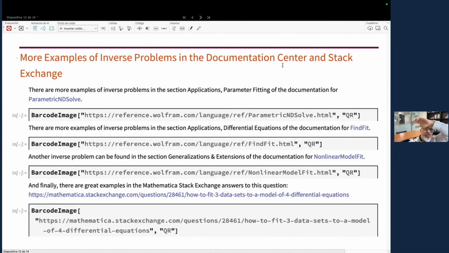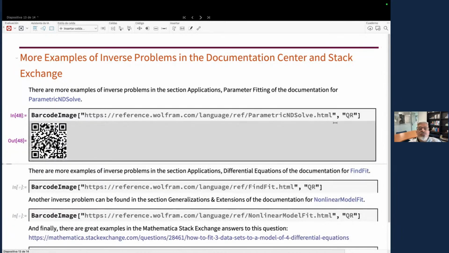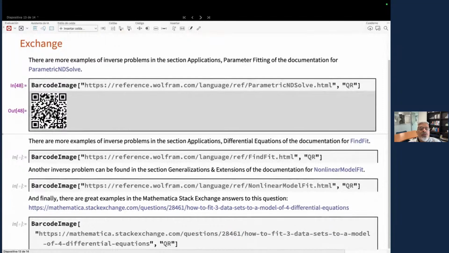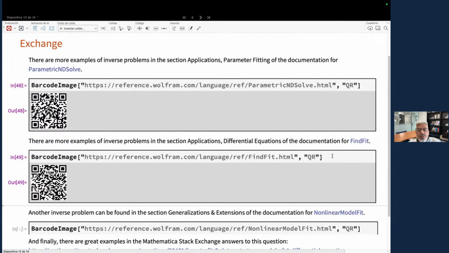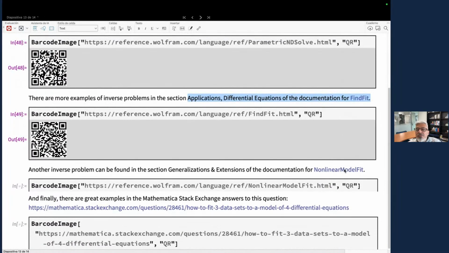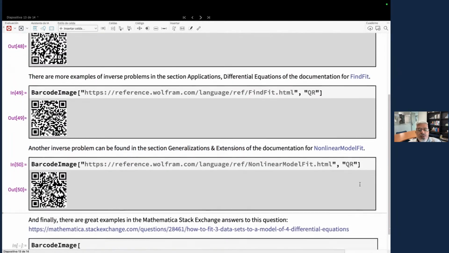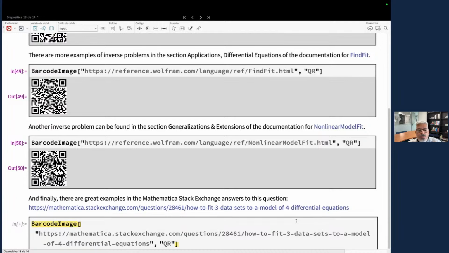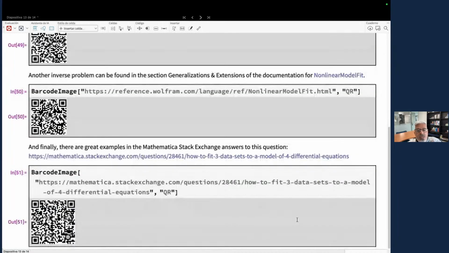There are more examples of inverse problems in the documentation center and Stack Exchange. There are examples, for example, in the documentation for the ParametricNDSolve command. There are examples also in the documentation for the FindFit command, in the differential equations applications section. Also in the documentation of NonlinearModelFit, you can see more examples. And finally, there are also great examples in the Mathematica Stack Exchange.